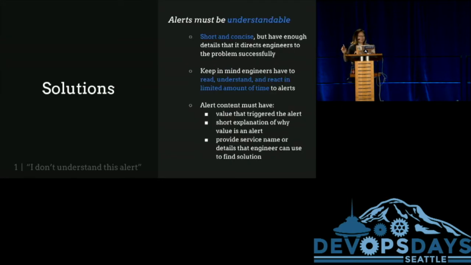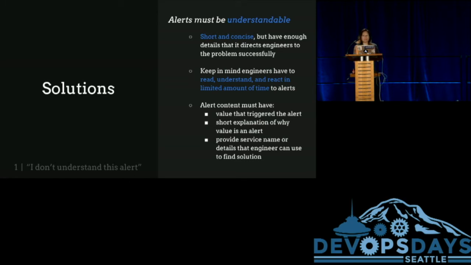So yeah, rule number 1, please write alerts to be understandable by anyone, right? It should be short and concise. So what that alert did before is definitely short and concise, but it doesn't have enough details. It has no context of what that is, right? And it needs to have enough context to direct the engineers to the right resources to solve the problem successfully, right? And like I keep saying, keep in mind, engineers have to read, understand, and react to alerts in a very limited amount of time, especially if it's a critical alert.